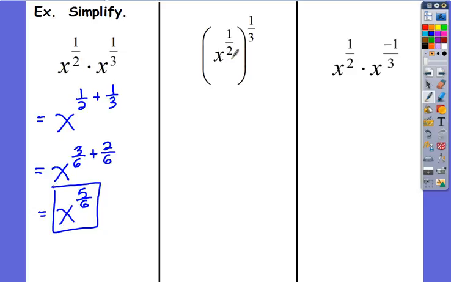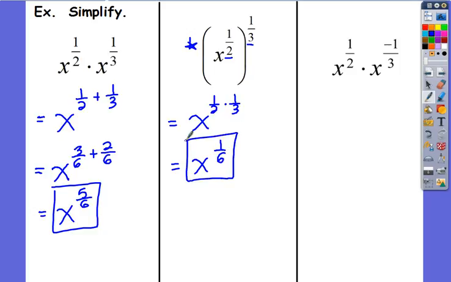If I have two exponents, exponent to an exponent, the rule is you just multiply those. So this should be equivalent to x to the 1/2 times 1/3, and 1/2 times 1/3 would be 1/6. So this is equivalent to x to the 1/6 power.